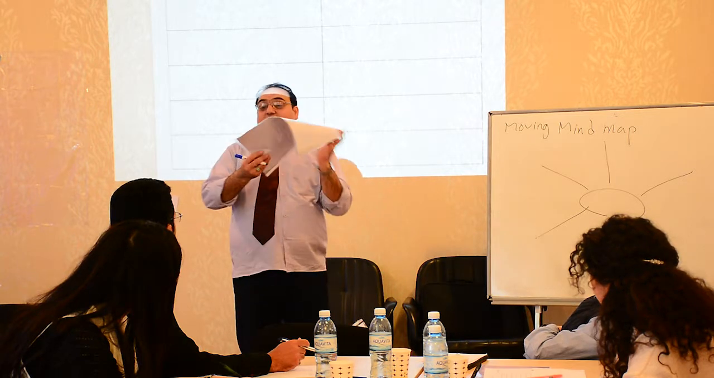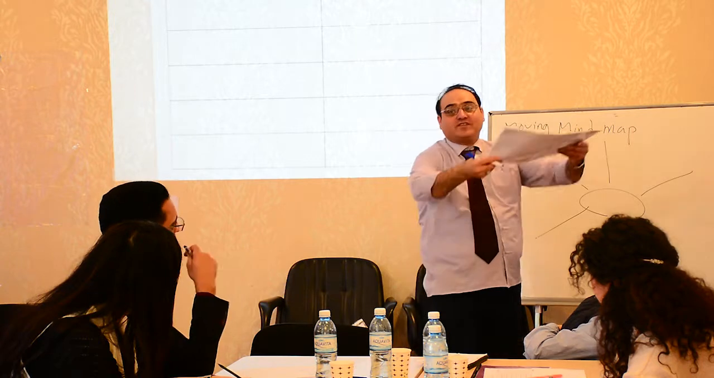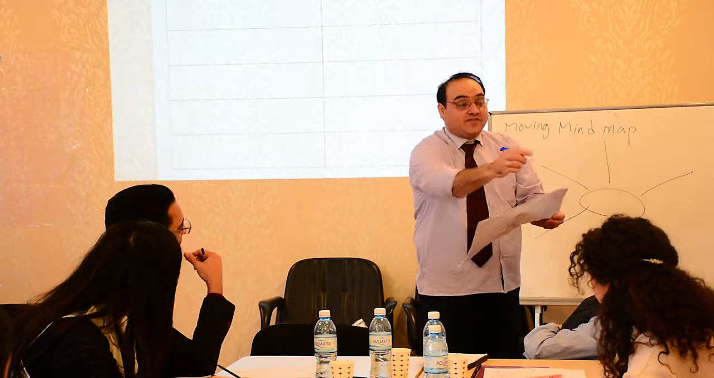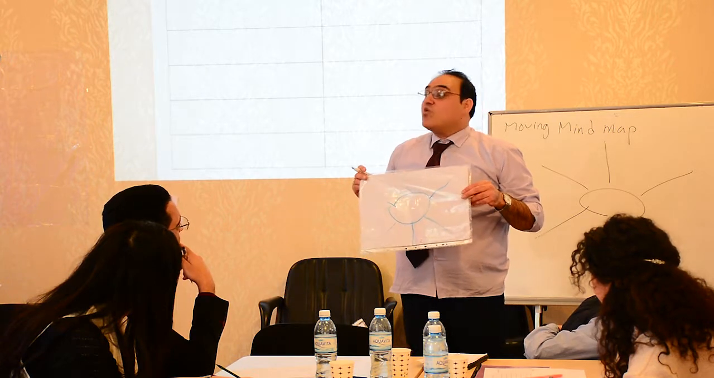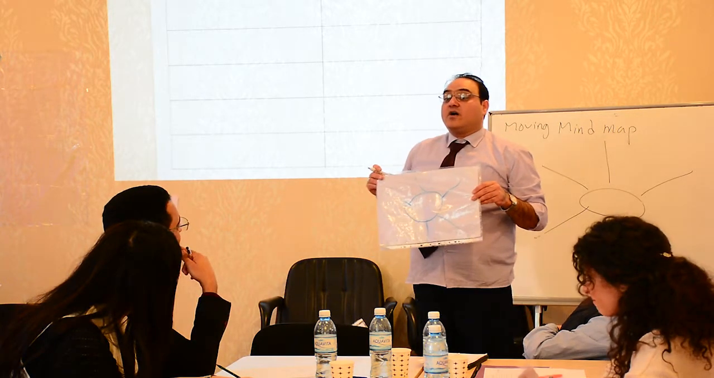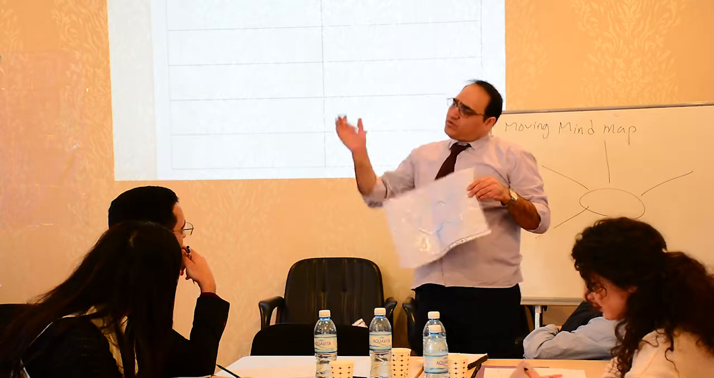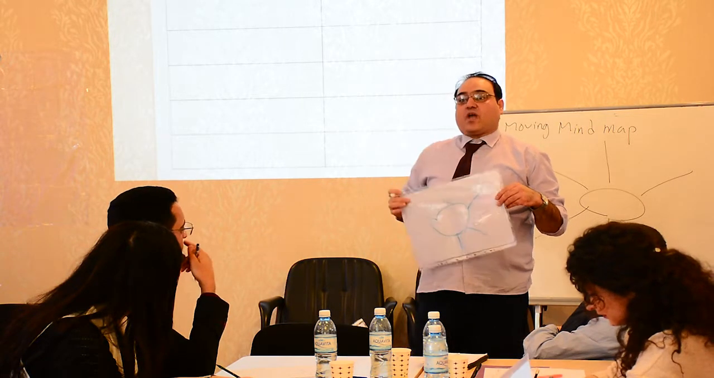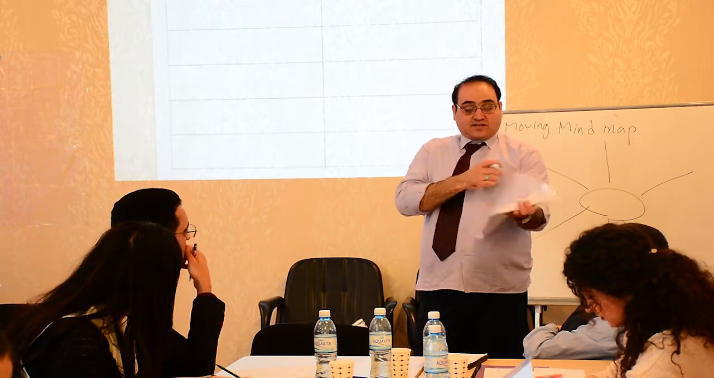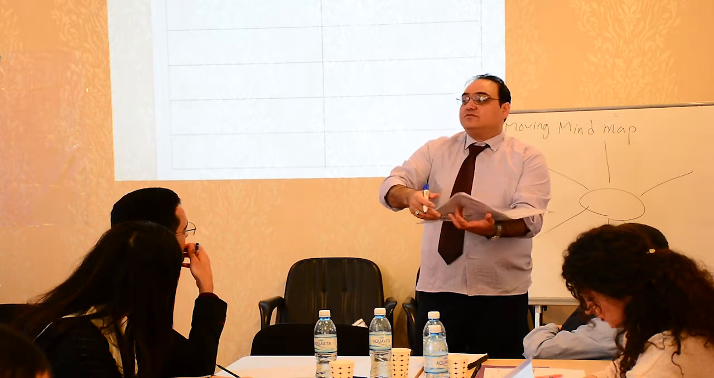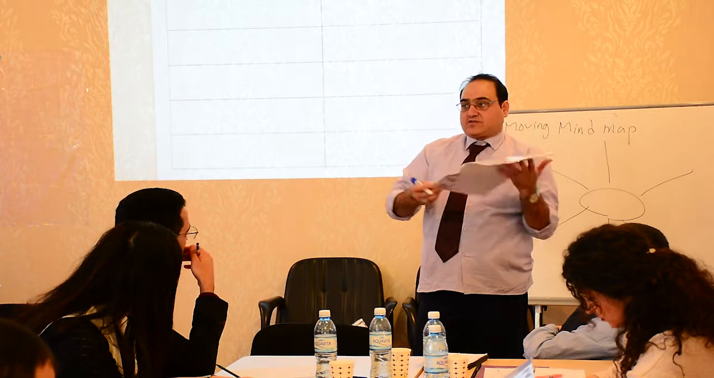But you don't speak. You just write it, you move it and give it to the next person. The next person will write it and then it moves like this. So the name of the activity? Moving mind map. What is it used for? For vocabulary. Brainstorming. Both vocabulary and ideas. But this one is for vocabulary. Do you speak? No. Is it like this that others say and you write? No. Every person should write himself.